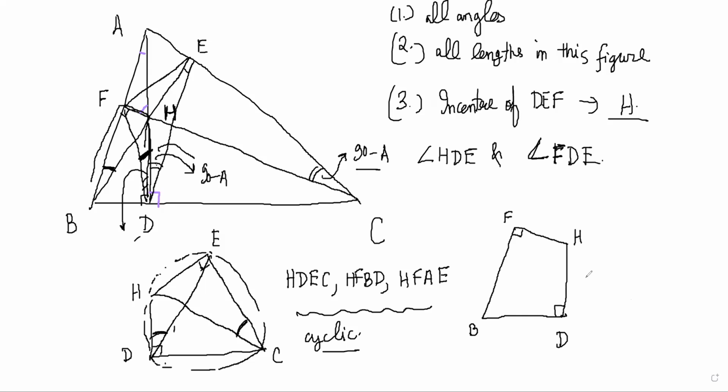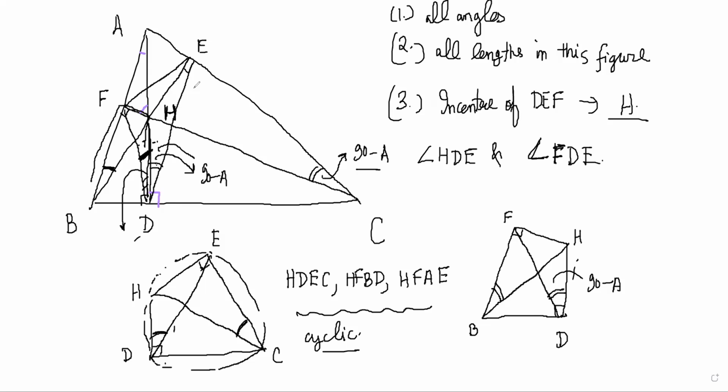Yes, sir. And now if we draw a circle around its 4 points, we get HB and FD as the two chords. So HDF will be equal to FBH, and that will be 90 minus A. You are getting FDH is 90 minus A and HDE is 90 minus A. So both are equal. So this is a bisector.